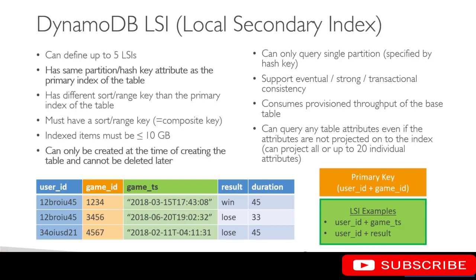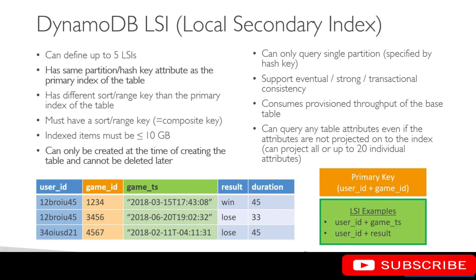What I mean by this is when you create an index, you have an option of projecting non-key attributes on the index. So apart from the partition key and sort key, you can ask DynamoDB to add additional attributes. For example, if I create an LSI on user ID and game timestamp, I can ask DynamoDB to also store the result and duration attributes along with the index. Now, this is going to increase the size of the index, but that's going to speed up your queries.